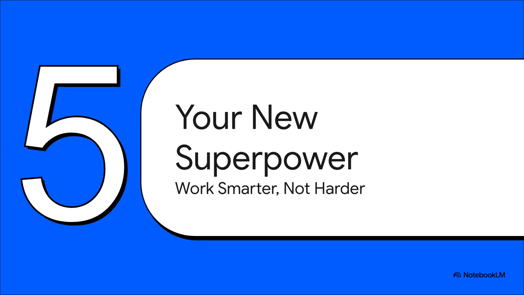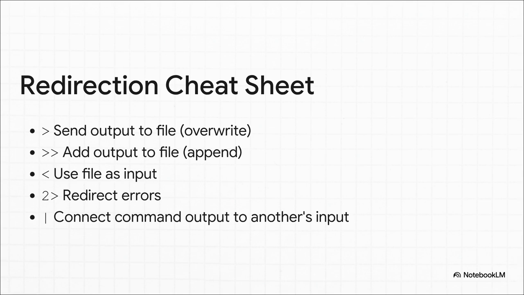This isn't just about learning to type a few fancy symbols. It's about a fundamental shift in how you work. It's about being more efficient, more precise, and honestly, way more powerful on your own system. So, let's do a super quick cheat sheet to lock this all in. The single greater-than sends output to a file, but be careful, it overwrites. The double greater-than adds to a file, that's appending. The less than sign uses a file as input. The 2 greater-than is your secret weapon to redirect and silence errors. And of course, the mighty pipe connects one command's output to another's input.